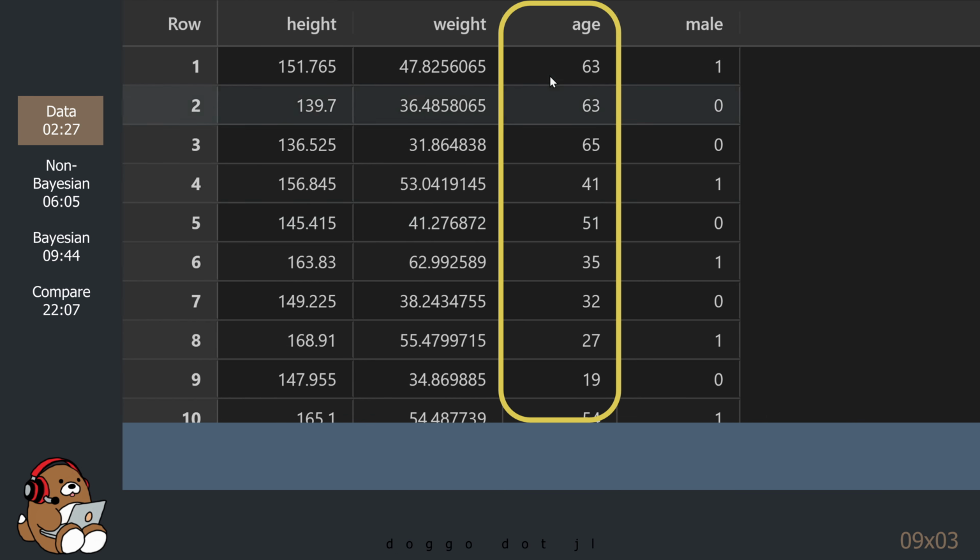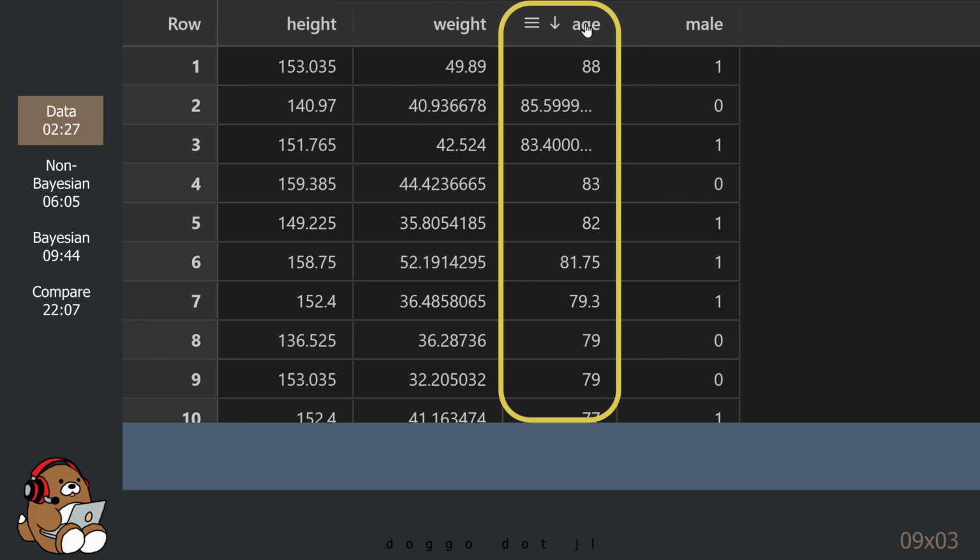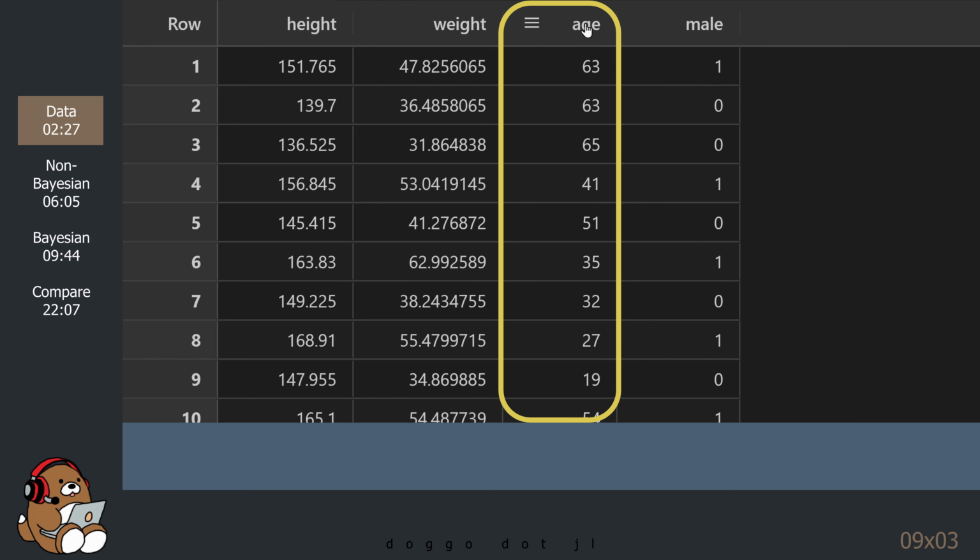If you click on the age column header, that will sort the data by age from youngest to oldest. Clicking on the age header again will sort the data from oldest to youngest. As you can see, there's a wide range of ages. Clicking on the header one more time will return the dataset to its original order.